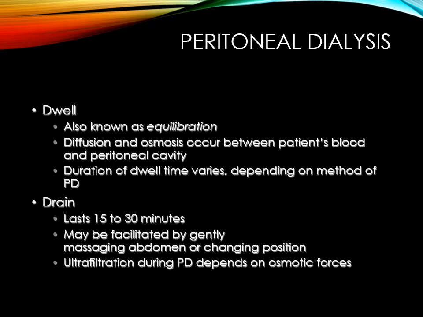Dwell is the next phase, and the duration of the dwell can be as brief as 20 to 30 minutes or up to 8 or more hours, depending on the method of peritoneal dialysis. Drain is the final phase, and it can last up to 30 minutes. After drain, the cycle starts again with the infusion of another 2 liters of solution. As previously stated, dialysis solutions vary, and the choice of the exchange volume is primarily determined by the size of the peritoneal cavity. Smaller exchanges are used for patients with smaller bodies.